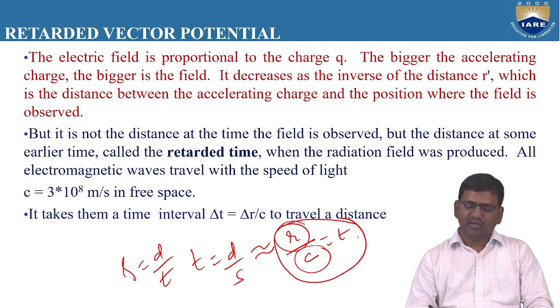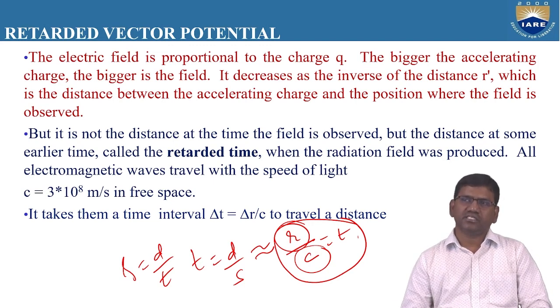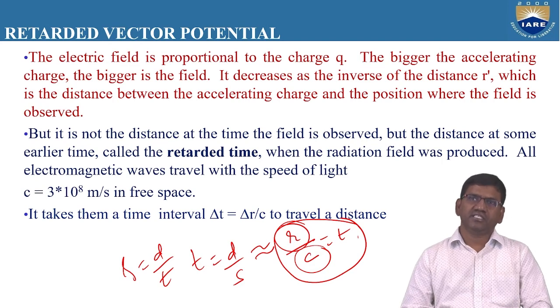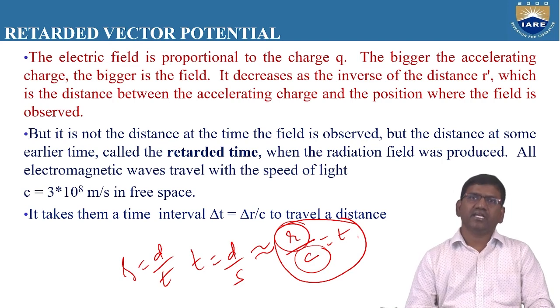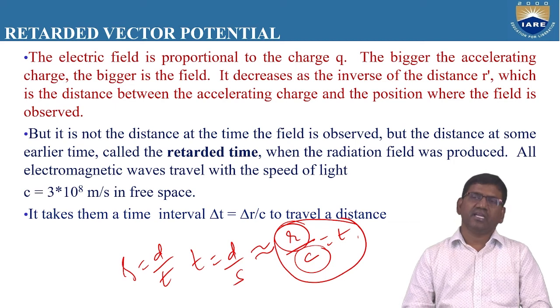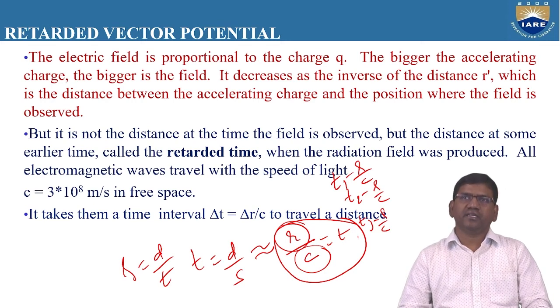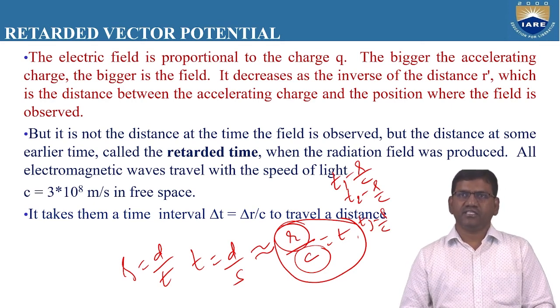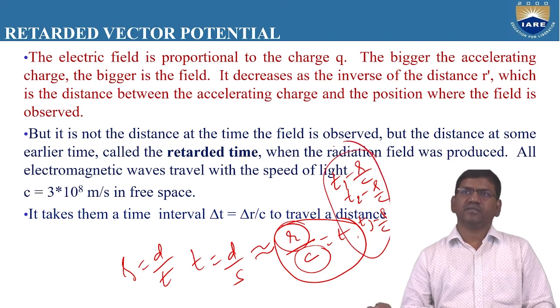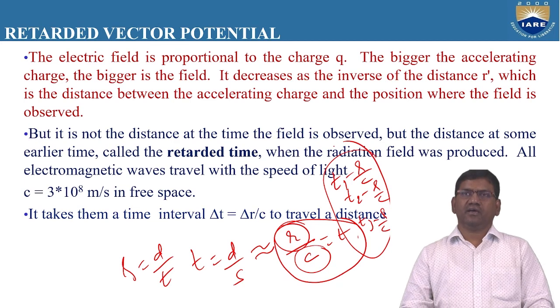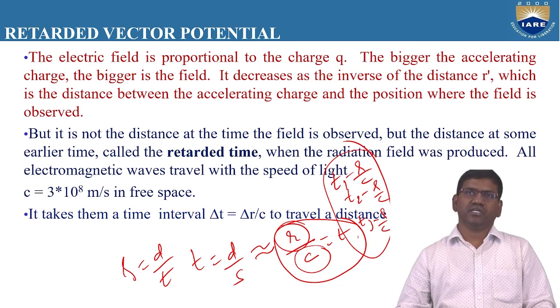All the radiations which reach a distant point at an earlier time have to be taken into consideration. At an earlier time, that means we need to consider t1 minus r by c, t2 minus r by c, and t3 minus r by c. So all the time intervals where the electromagnetic waves are reaching along the same path to the distant point P, all those potentials have to be taken into consideration if we want to calculate the potential.